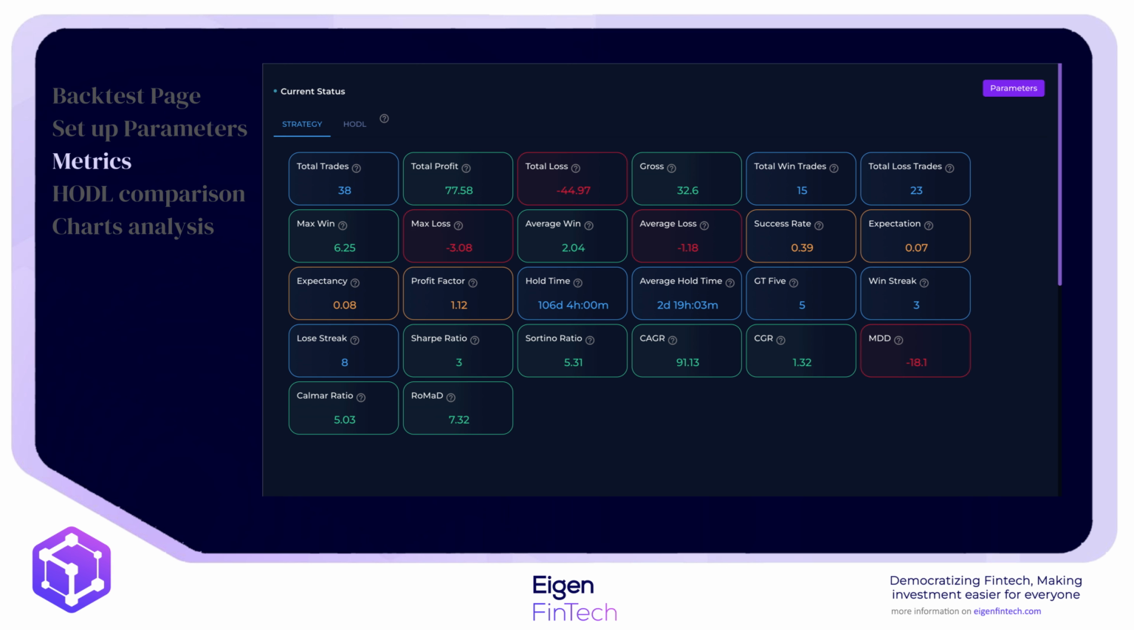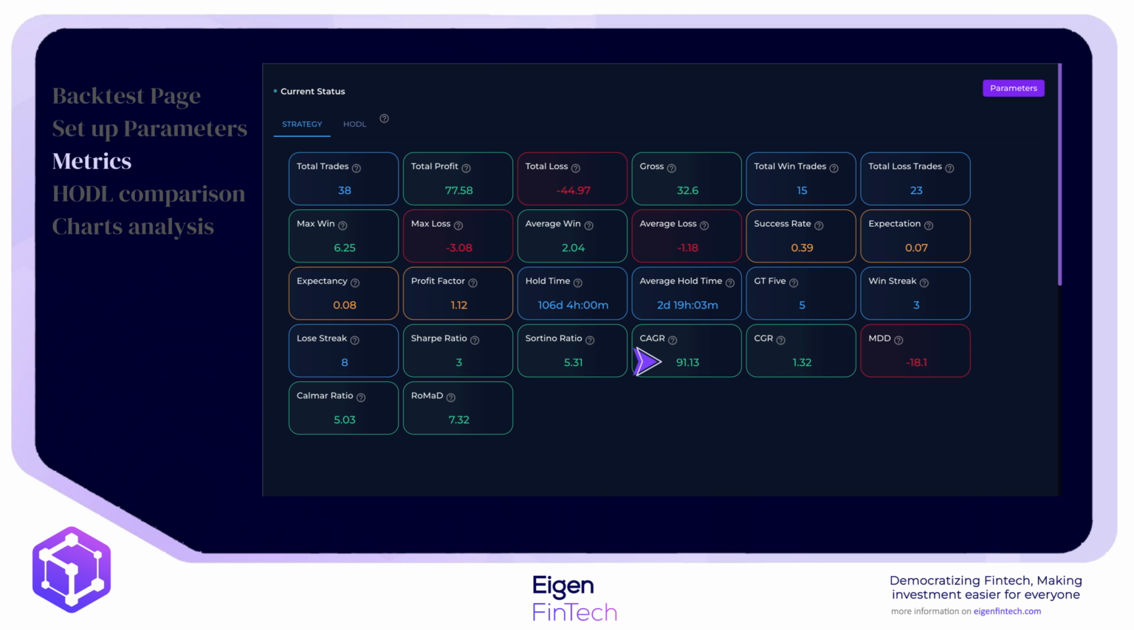Time factors. Trades lasted about 2 days and 19 hours on average, suggesting this isn't a hyperactive day trading approach, but rather captures multi-day movements. Let's talk about 2 growth numbers that might look similar but tell different stories, like identical twins with very different personalities. CGR, 32%, is your total growth over these 6 months. If you started with $100, you'd have about $132 now.